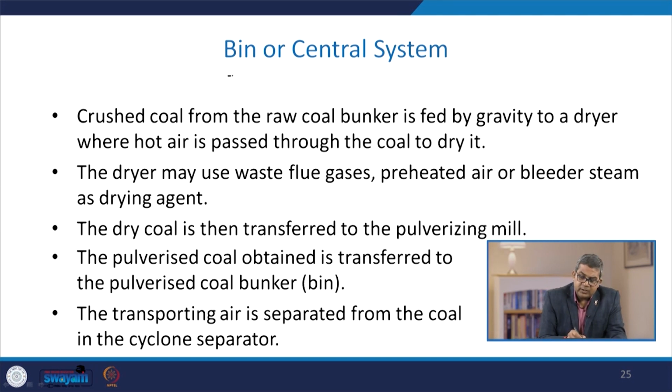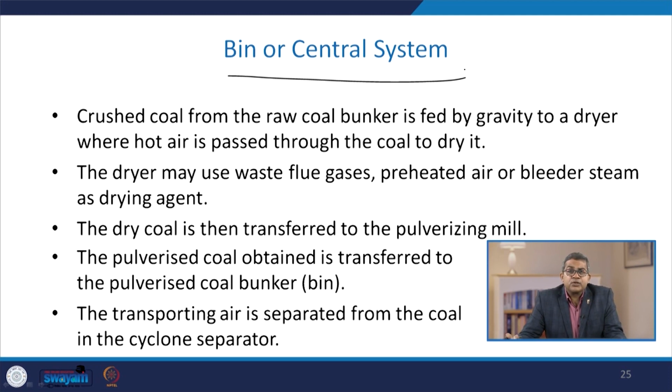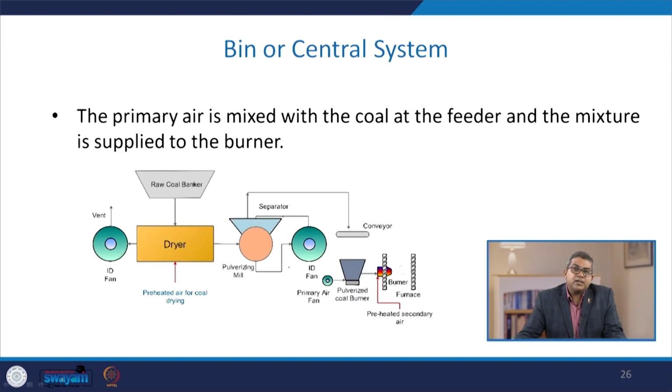Now let us talk about the bin or central system. Here the crushed coal from the raw coal bunker is fed by gravity to a dryer where hot air is passed through the coal to dry it. The dryer may use waste flue gas, preheated air or bleeder steam as a drying agent. This dry coal is then transferred to the pulverizing mill, and the pulverized coal obtained is transferred to the pulverized coal bunker, that is called the bin. The transporting air is separated from the coal in a cyclone separator.